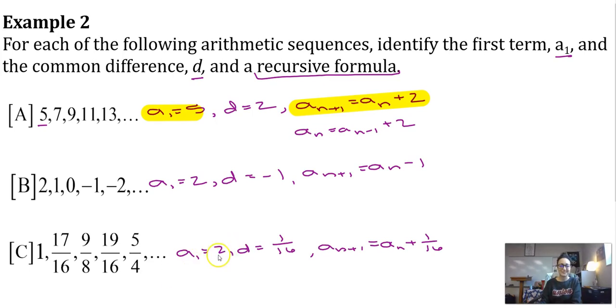All right, so a sub 1 is 2. Your common difference is 1/16, because notice 1 can be written as 16 over 16, plus 1 more would be 17 over 16, plus 1 more would be 18 over 16, which would reduce to 9 over 8, and so on and so forth. So one way to write that recursion formula is a sub n plus 1 equals a sub n plus 1 over 16. Again, we could have done something like a sub k equals the term before it plus 1 over 16. So more than one way to get to target, right?